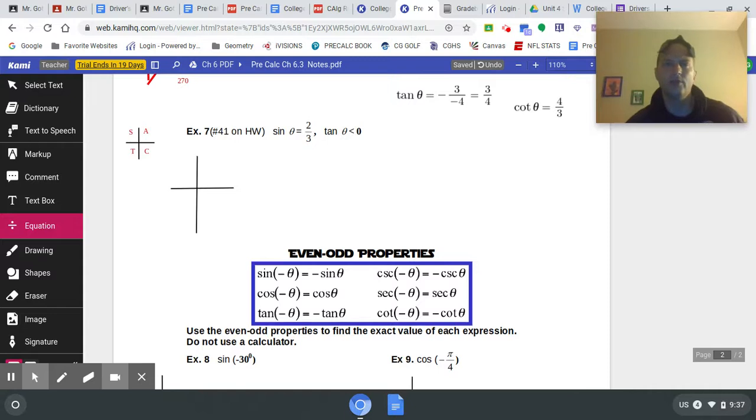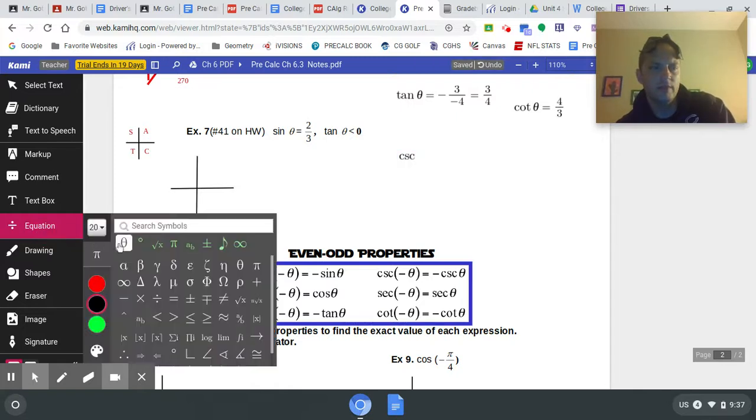All right, moving on to number 7. Just want to make sure we're crystal clear on how to do this one. It says I have the sine of theta is 2/3. So right there, I know his buddy. His buddy is cosecant of theta. And just flippy flop. That's 3/2.